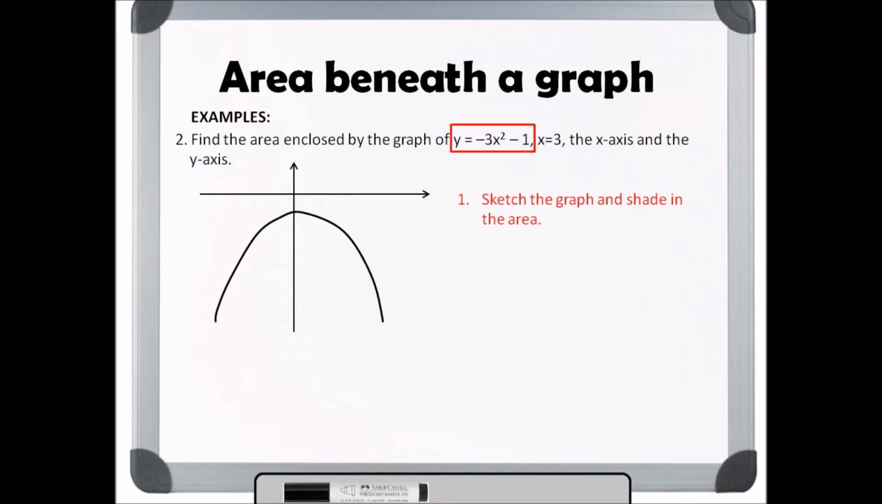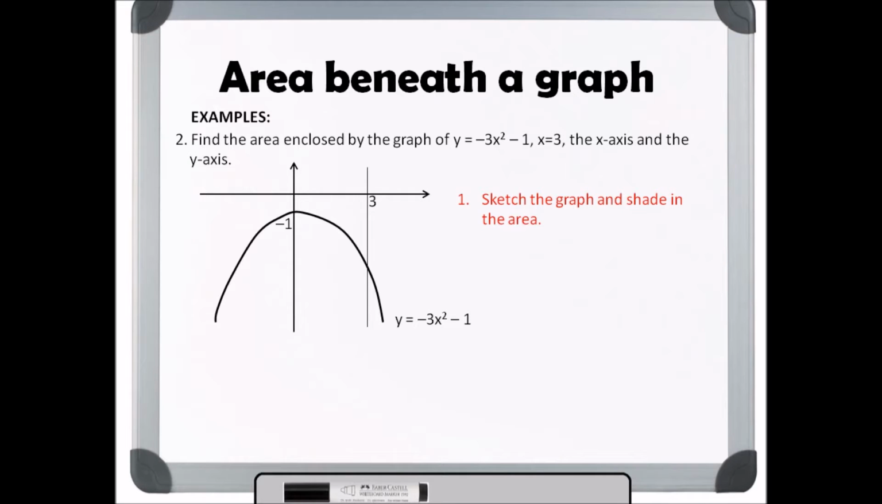We also need to include the key features of this graph, which would be the y-intercept of negative 1. And make sure you do not forget to label this graph with its equation, as it makes identification much easier later in this question. We also need to sketch in the graph for x equals 3, which is a vertical line at x equals 3.